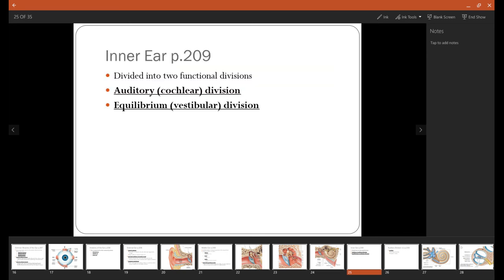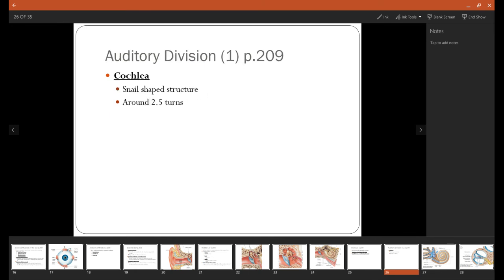The inner ear is going to also be divided into functional divisions. We have the auditory, or also called cochlear division, and then also the equilibrium division, which can also be called the vestibular division, just named after which part is going to be detecting that information. So in the auditory division, this involves the cochlea, which looks like a little snail, and it's usually going to be turned around 2.5 times.